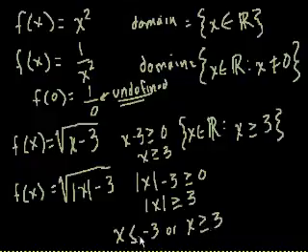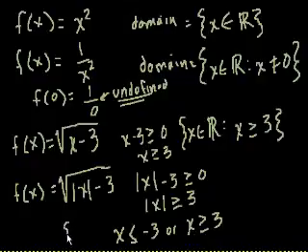Right? It makes sense because x can't be negative 2, because negative 2 has an absolute value less than 3. So x has to be less than negative 3. It has to be further in the negative direction than negative 3, or it has to be further in the positive direction than positive 3. So once again, x has to be less than negative 3, or x has to be greater than 3. So we have our domain.